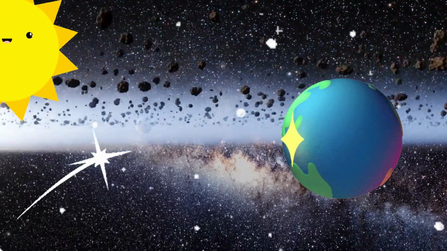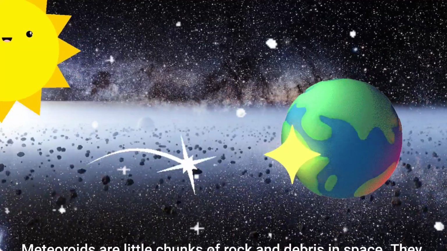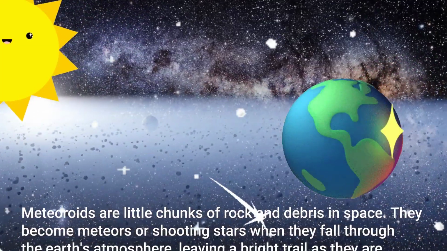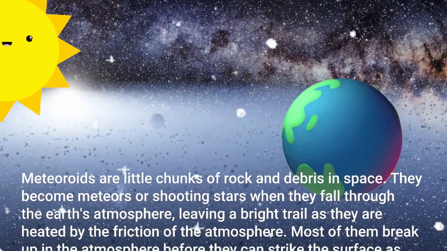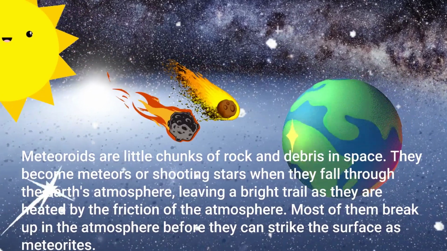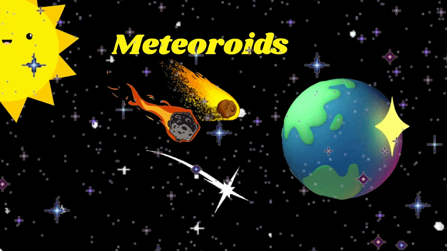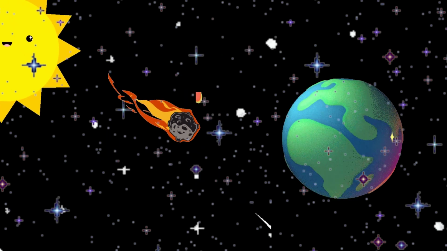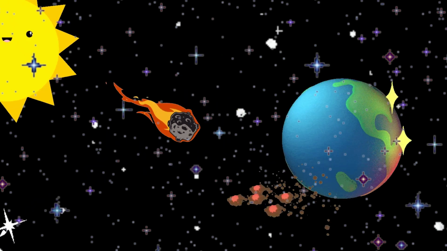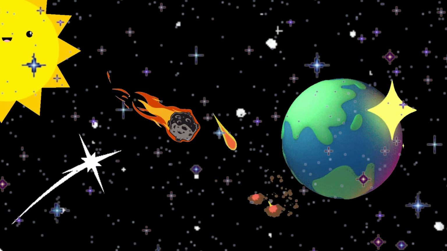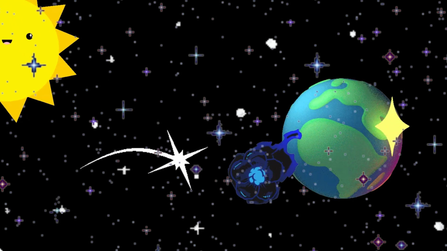Meteoroids. Meteoroids are little chunks of rock and debris in space. They become meteors or shooting stars when they fall through the Earth's atmosphere, leaving a bright trail as they are heated by the friction of the atmosphere. Most of them break up in the atmosphere before they can strike the surface as meteorites.